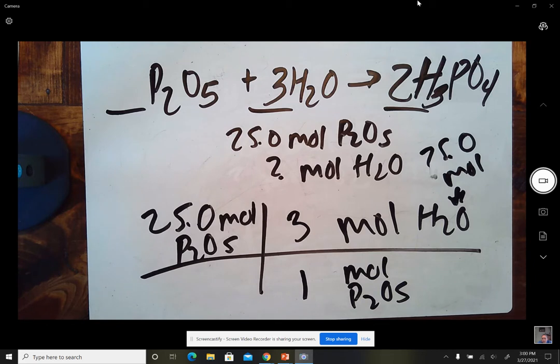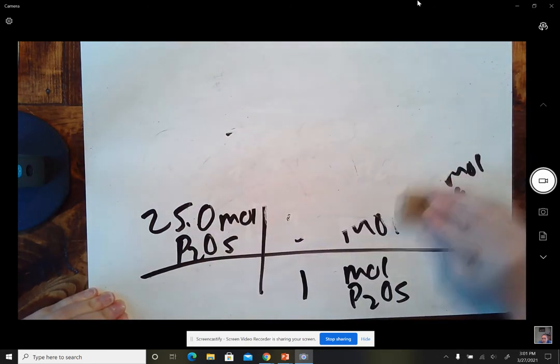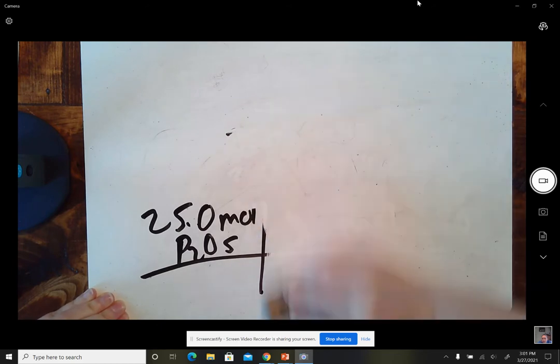So now, what if we go from moles of something to mass of something? Or we can go from mass of something to moles of something else. There's so many options. Now that we've got this new conversion factor, thanks to that coefficient bridge, that mole to mole ratio, it opens up so many possibilities.